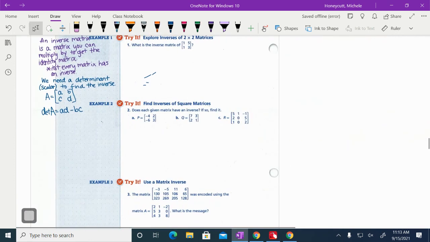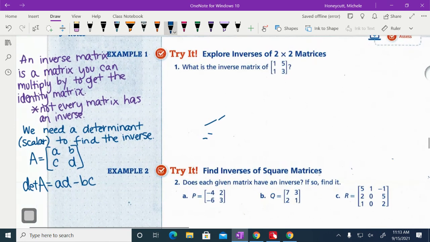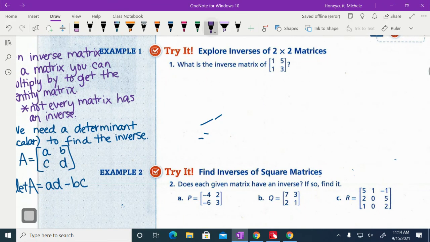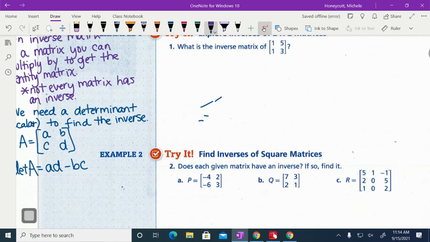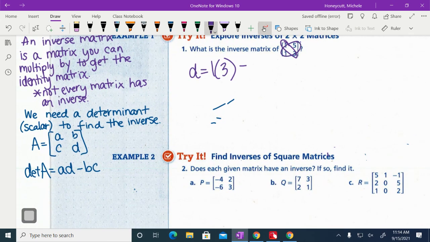Zoom out. There we go. So this determinant, I take this product, 1 times 3, 3, minus 1 times 5. And that's bad notation on my part. That should be DET.